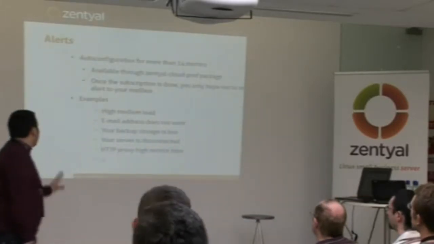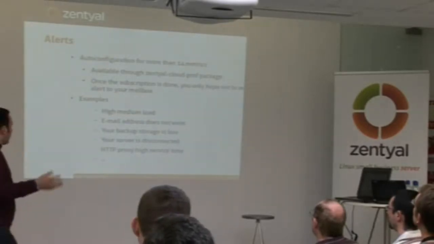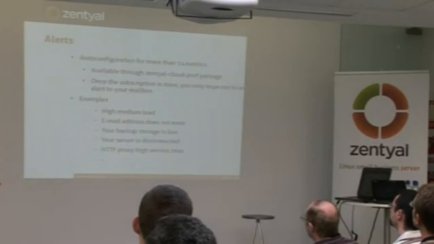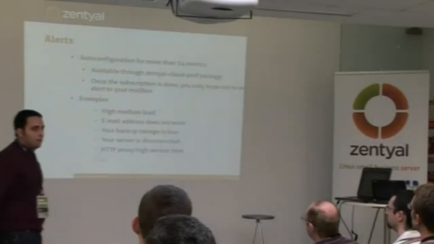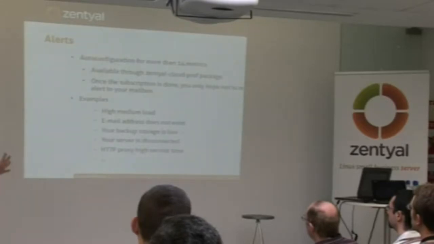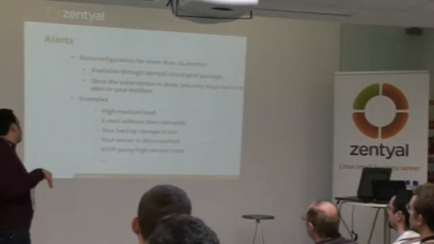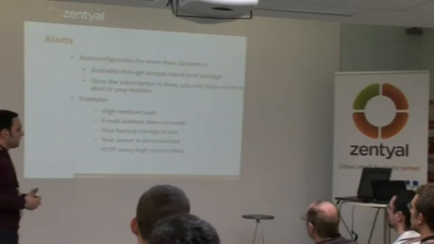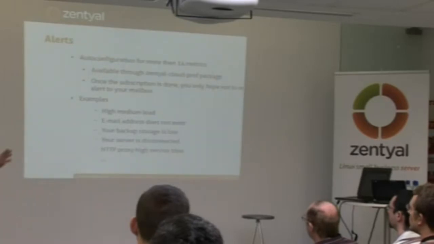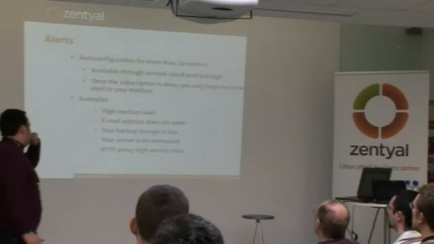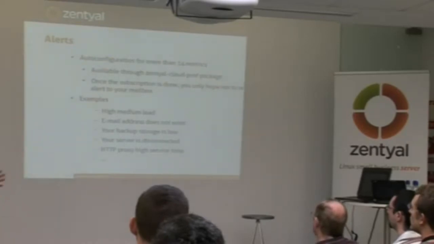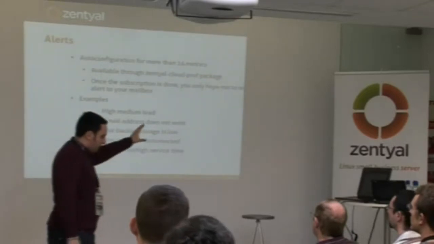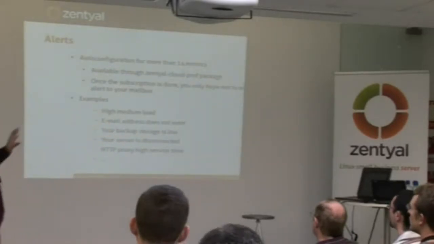Okay, what about alerts? Alerts are something that helps you to notice a problem happening in your network. For instance, your server goes down, or your load is very high in one moment, or an email address doesn't exist. If you have disaster recovery, you can say, okay, your backup storage is low. The HTTP proxy is not working nicely because something happens in the HTTP proxy, and this is auto-configured for you if you have professional subscription. There's more than 14 alerts.